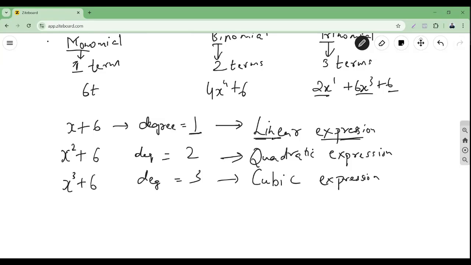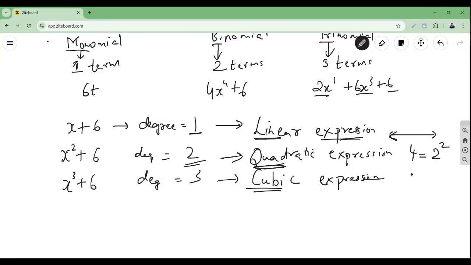Linear means 1 because a line has only one dimension, right? It can go in only one direction, okay? That is why you can remember degree 1 means linear. Quadratic, quad actually means 4. We say quadrilateral, it's actually a 4-sided figure. However, 4 is nothing but 2 square, right? So when the degree is 2, we call it a quadratic expression.